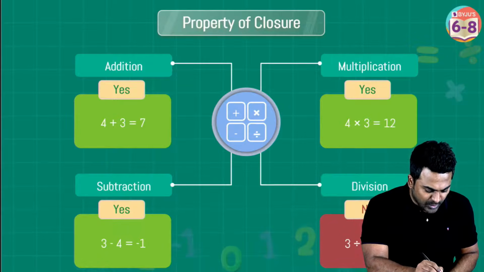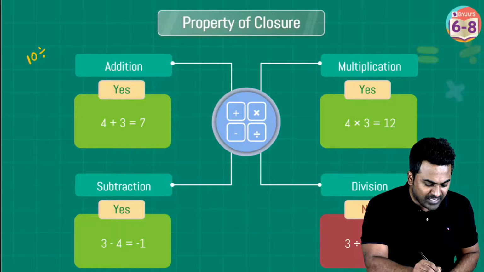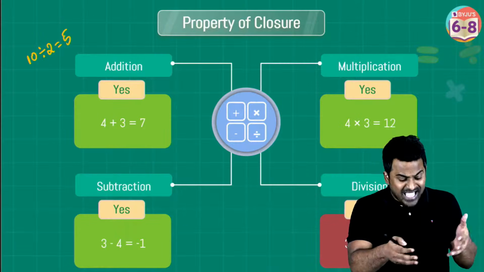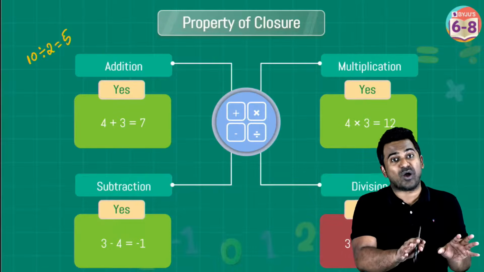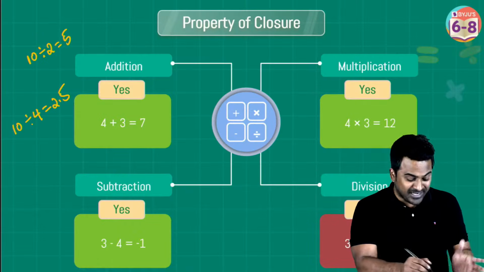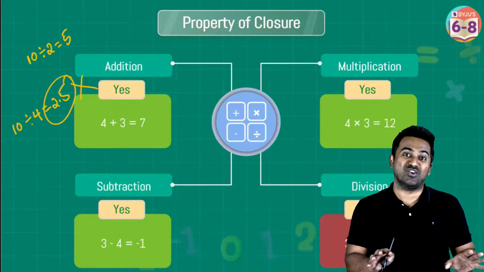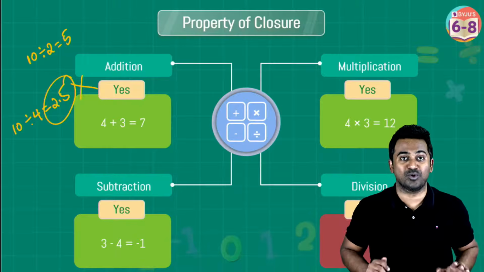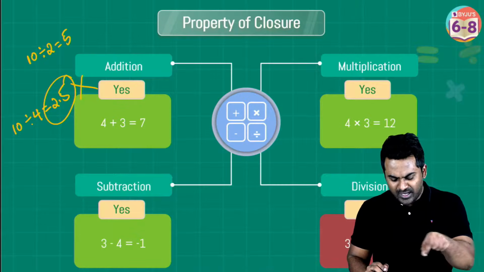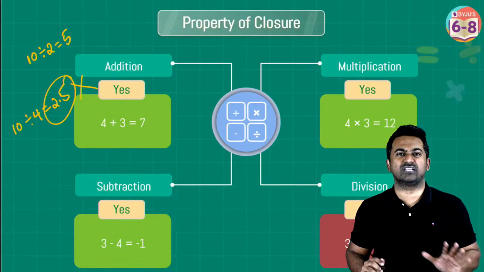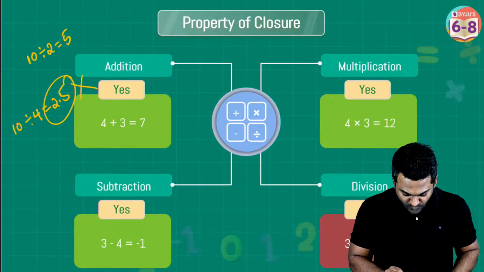Why? Because check this out. In some cases, like 10, when I divide by 2, the result is 5. So one integer divided by another integer, I am getting an integer here. But it doesn't work out every single time, because let's say you have 10 divided by 4. This is equal to how much? 2.5. You are getting a decimal, and the decimal here is not an integer. I'm sure you've understood why division doesn't follow the closure property, right? So out of all the operations, addition, subtraction, multiplication, and division, it's only division that doesn't follow closure. Okay, now let's move on.